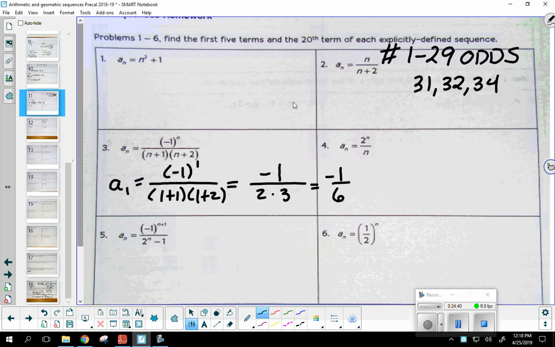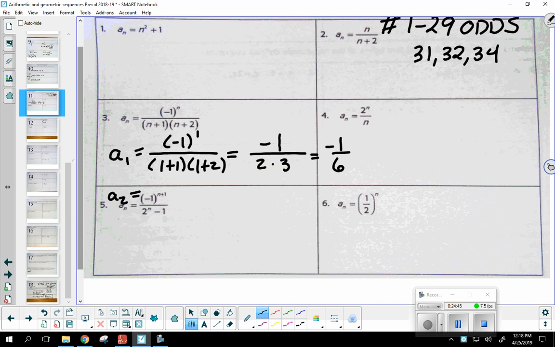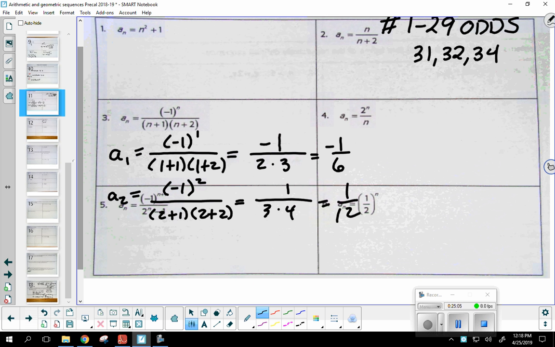Okay. And then I would just keep that pattern going with the second term. So what am I plugging in for n this time? So this would be -1 squared over 2 plus 1 times 2 plus 2. Now, because I'm squaring it, that's a positive 1 over 3 times 4. So I would say the second term is 1/12. There you go. And then you would just keep that going. You want to find the first 5, I believe, and then the 20th. Okay, so Brandon, does that help out?